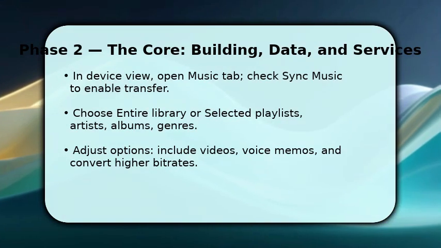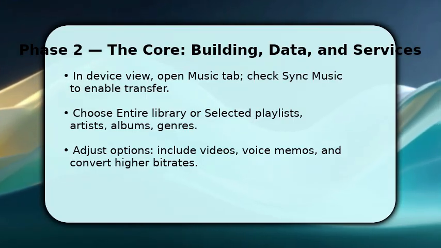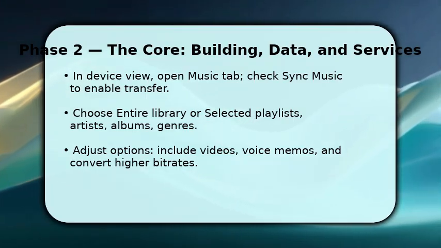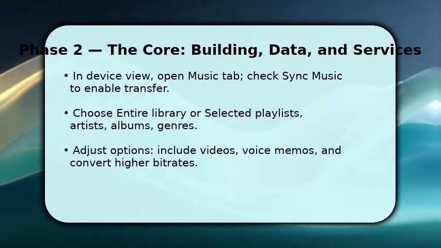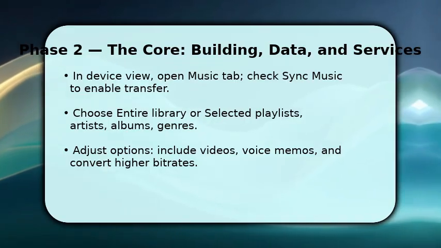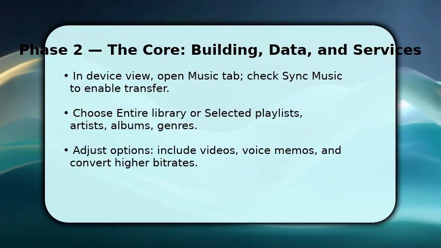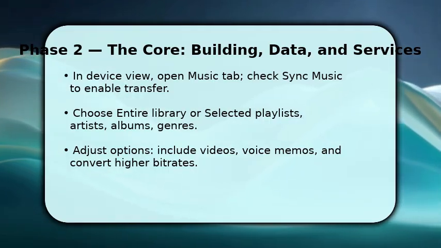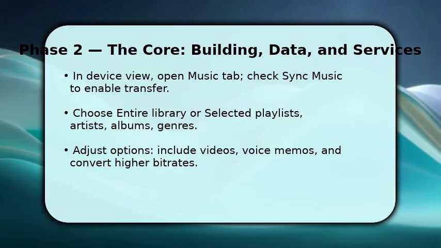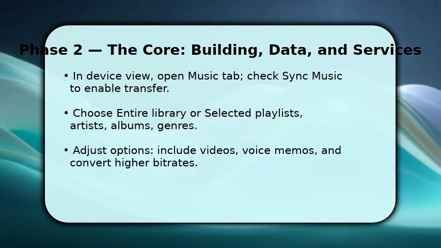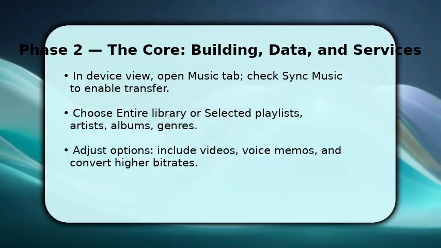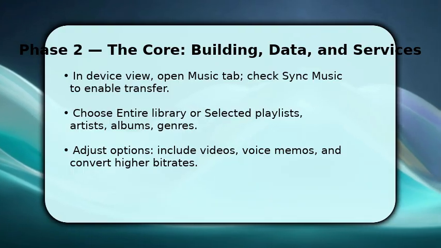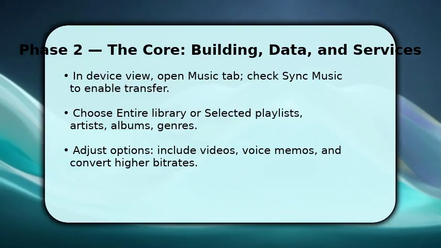Now you configure what actually moves to your iPhone. In the device view, click Music and check Sync Music. This activates transfer options. You can pick your entire library for a complete copy or selected playlists, artists, albums, and genres to save space. Make sure to tick secondary options like include music videos or voice memos if you need them, and use the Convert Higher Bitrates option to preserve compatibility.